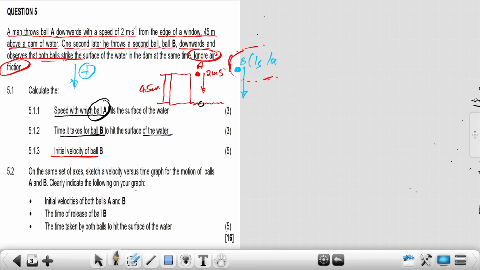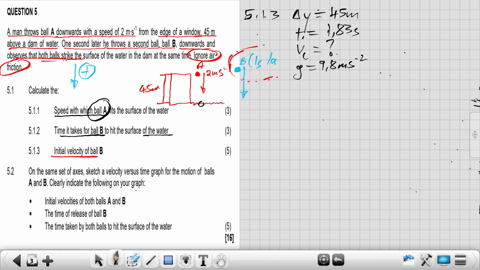So when we calculate for B, what is it that we know? We know that at 5.13 we have delta y, which is 45 meters. We also have the time we just calculated, which is 1.83 seconds. Do we have V initial? No, that is the question. Do we have G? Yes, we have G, which is 9.8 meters per second squared.